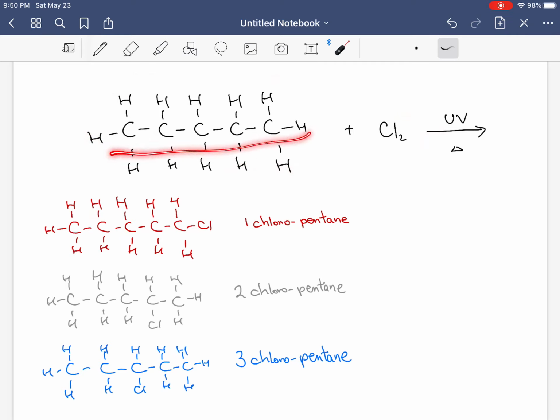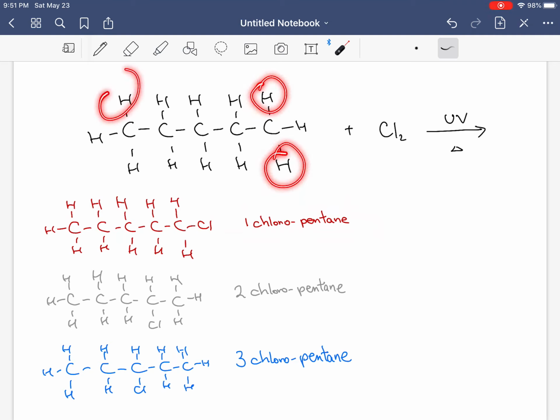So we have pentane reacting with chlorine gas under the influence of UV and heat. Well, I took the liberty to show you the answer. Chlorine can attack obviously any one of these hydrogens. Of course, it can attack this one to form this compound. Now, it's not just this one. It can attack this one, this one, this one, this one, or that one. They will all give you one chloropentane.